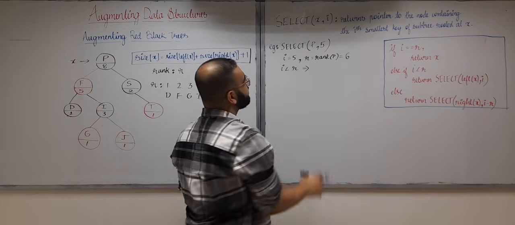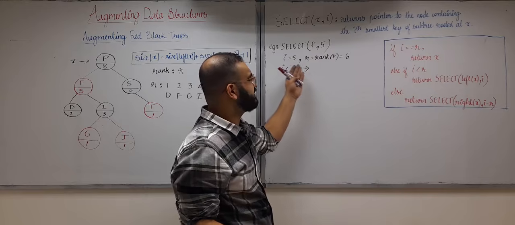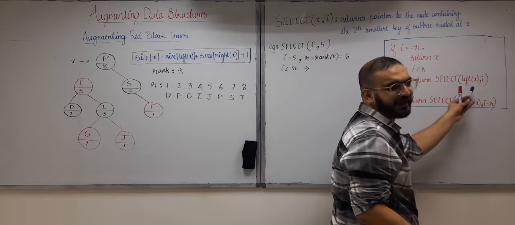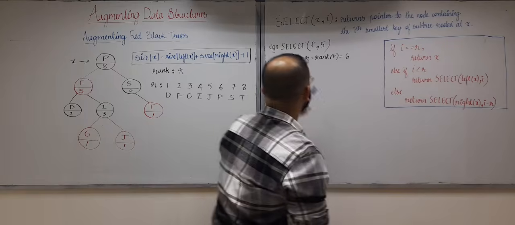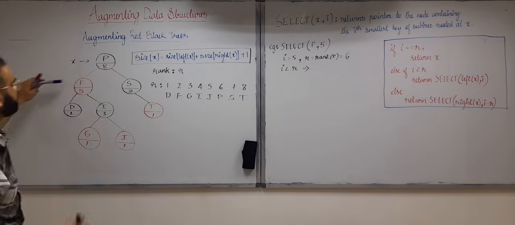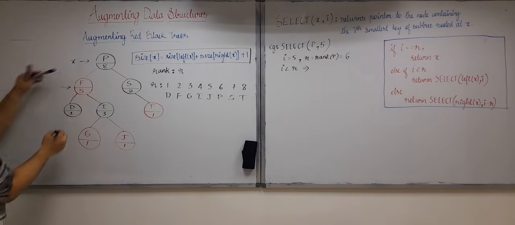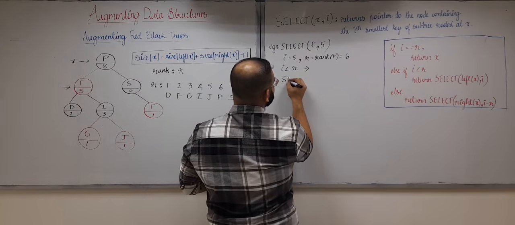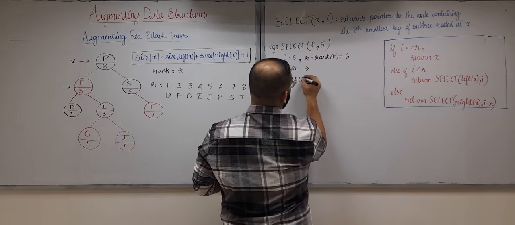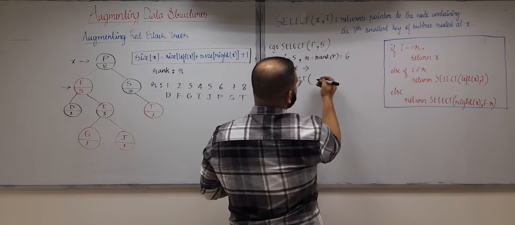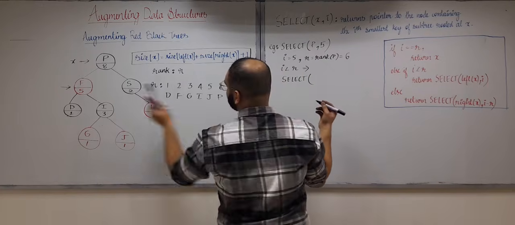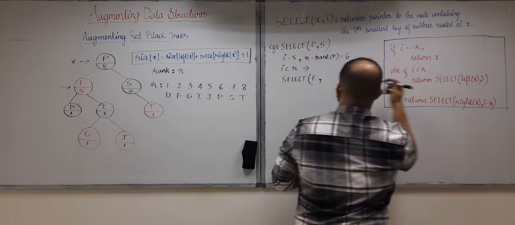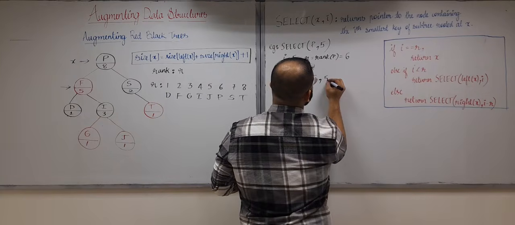So in this case, i is less than r, 5 is less than 6. So we go to the left child of P. What is the left child of P? It is F. So now we can write the next recursive call as left of P, so left of P is F, comma i, and i was 5.